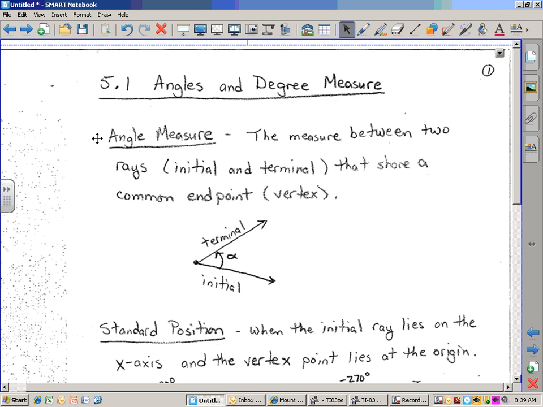the measure between two rays, the initial and terminal, that share a common endpoint called the vertex. So as you can see here, we have the initial ray, we have the terminal ray, we have an angle, which we call alpha. We use a lot of Greek letters. We'll be using alpha, beta, theta, gamma, a bunch of different Greek letters to do this. And then the point where they meet, right here, we call the vertex point. So that's what defines an angle measure.